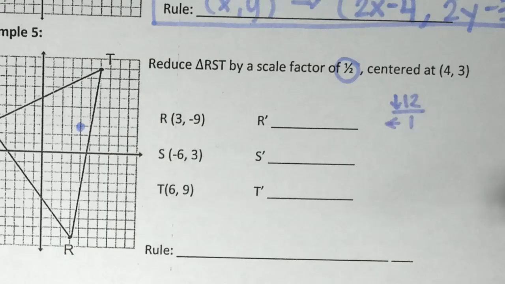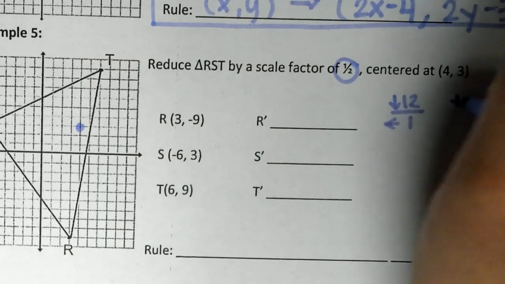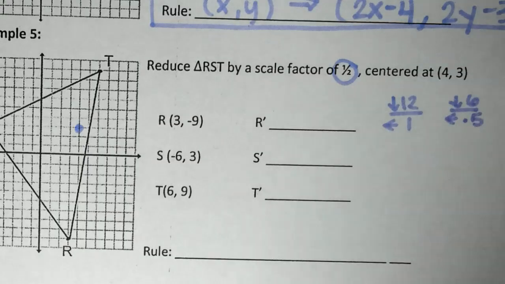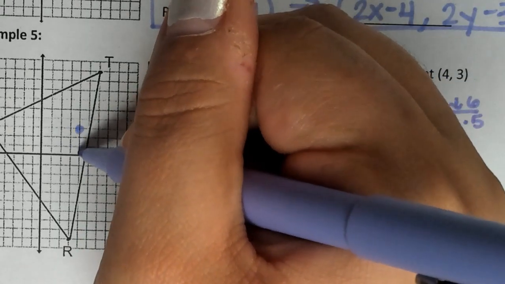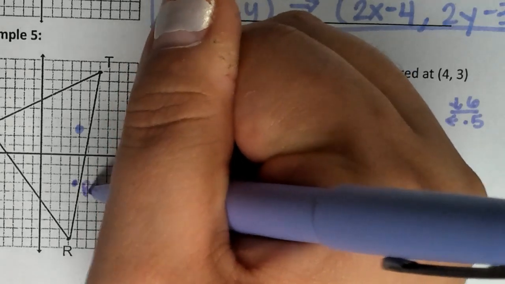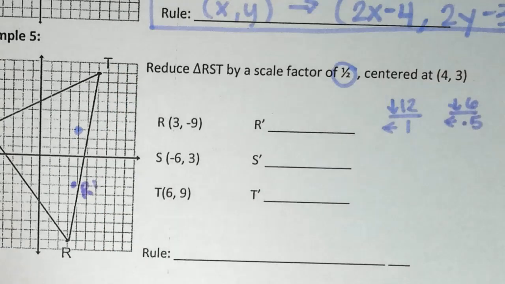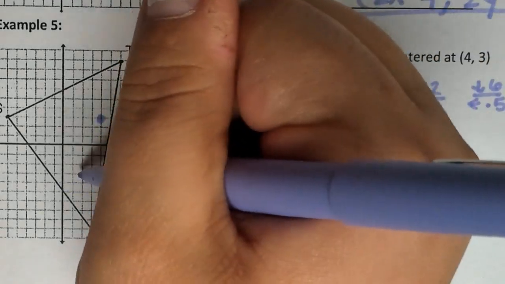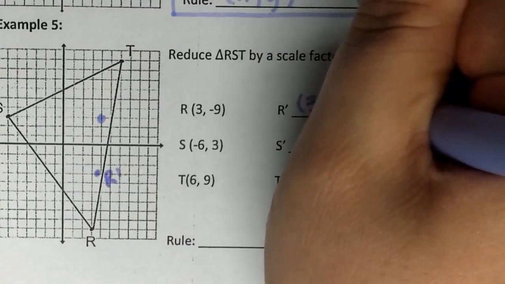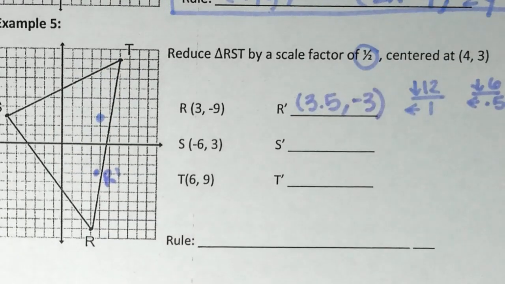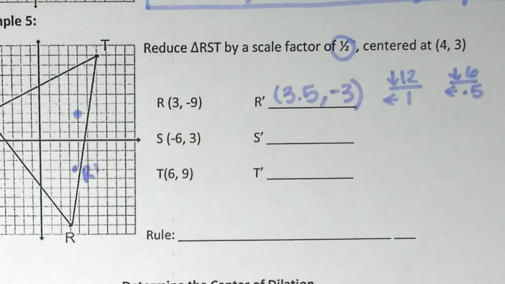Down 12, left 1. So if I want to go half, what am I going to do? Instead of multiplying it by 2, what am I going to do now? Down 6, left 0.5. So go down 1, 2, 3, 4, 5, 6. It is going to be a decimal. What point is that R at? It's going to be at 3.5, comma, negative 3. Yeah, that's a little bit ugly, but that's okay.